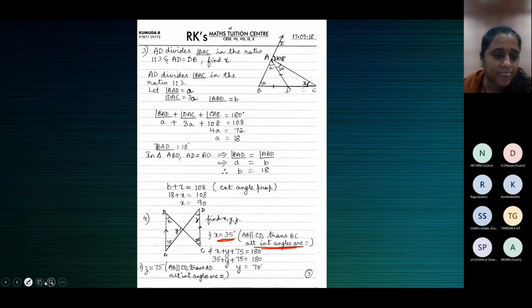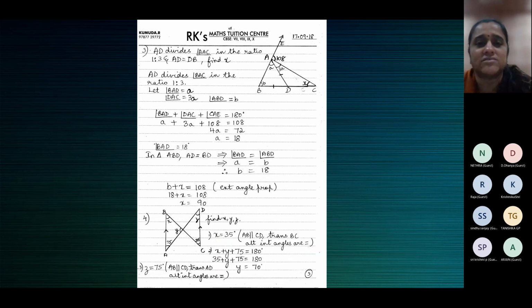Then let's find y. Angle sum property in a triangle. We know that in a triangle, the sum of the three angles is equal to 180 degrees. So we use that property to find y because we found x. We found x is 35. In this triangle, we know two angles, x which is 35, and this is 75. You have to find the third one. In a triangle, when you know two angles, you can find the third one using the angle sum property.